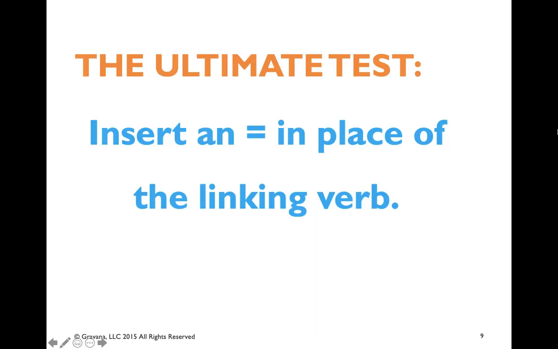So the ultimate test, how are you going to know if you have a linking verb? You need to put an equal sign in place of the linking verb, and it should be very easy to tell if you have a linking verb or an action verb.